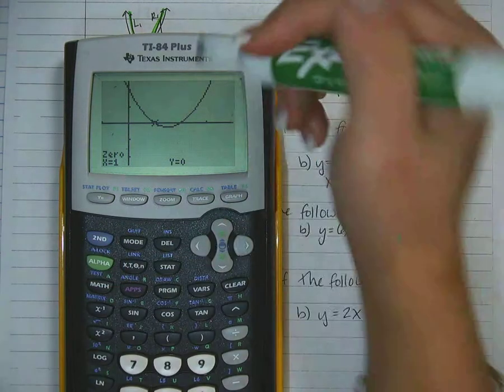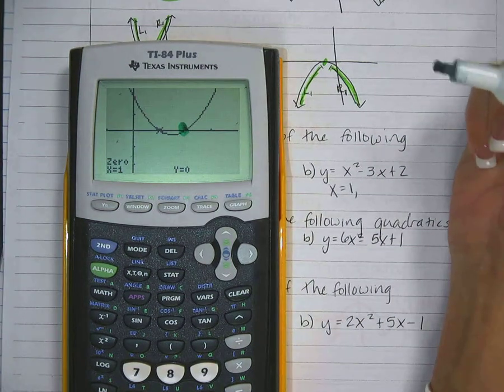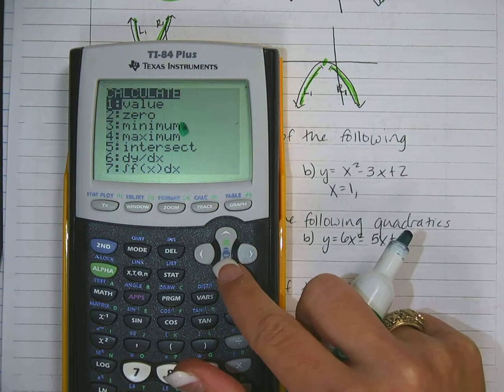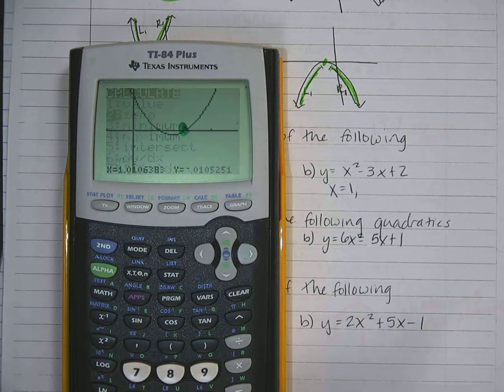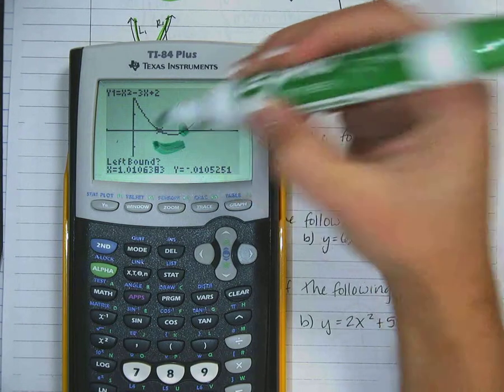Now I'm going to do this process again for this 0 over here. So I'm going to press second, trace, which is calculate, and go down to 0. It asks me left bound. Now left bound is going to be somewhere over here.